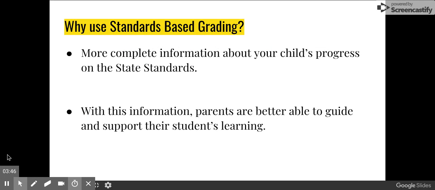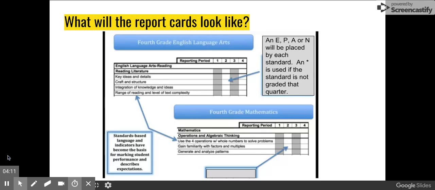So, why are we using a standards-based grading system? Two reasons: one, the students, and two, the parents. For students, there's data that shows they're more successful in a standards-based grading system. And for parents, we're going to be communicating with you better than ever how to guide and support your child's learning. The question that's on everyone's mind: what does this report card look like?